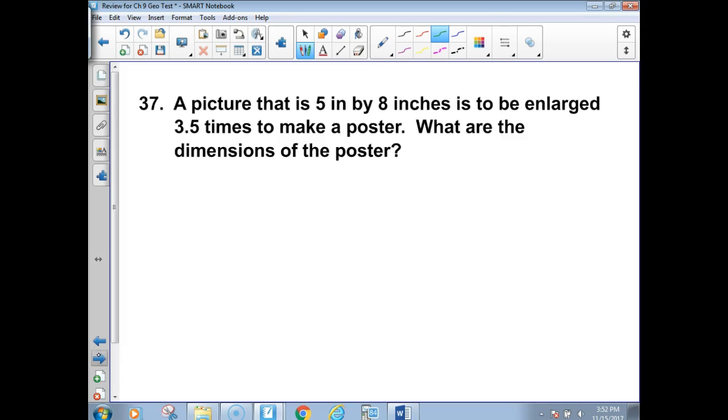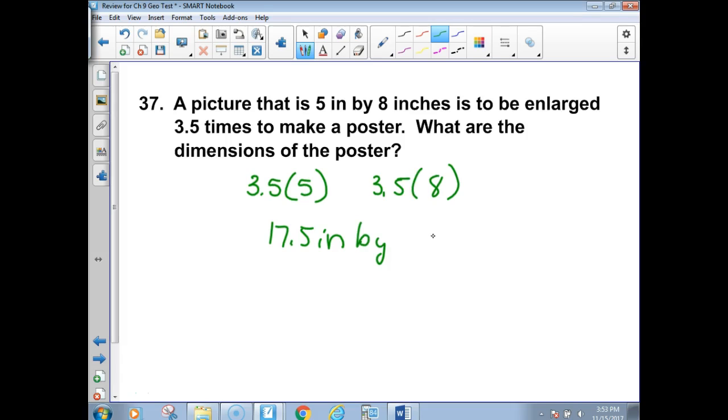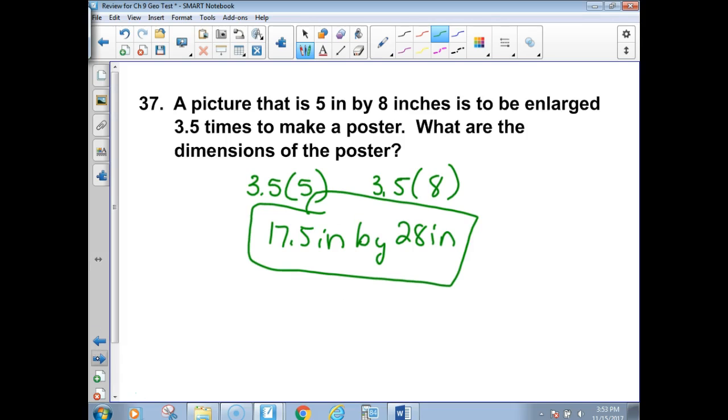37. A picture is 5 inches by 8 inches. It's going to be enlarged 3.5 times to make a poster. What are the dimensions of the poster? So all you have to do is take your dimensions and multiply them by 3.5. So do 3.5 times 5, that's 17.5 inches, and 3.5 times 8, which would be 24 plus 4, 28 inches. So it'll be 17.5 inches by 28 inches. That's the answer.